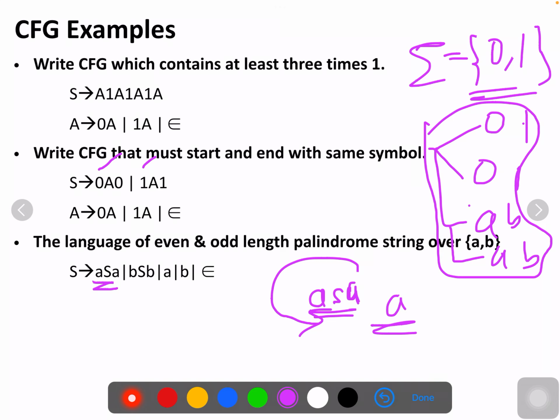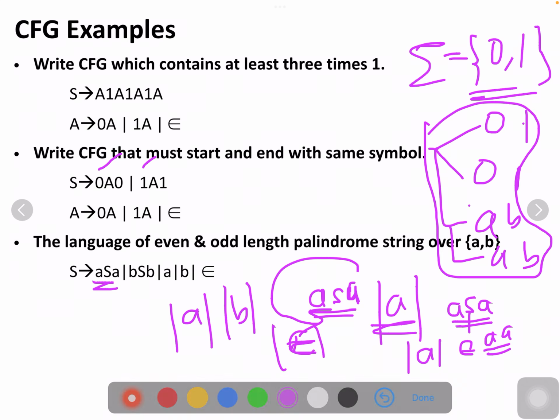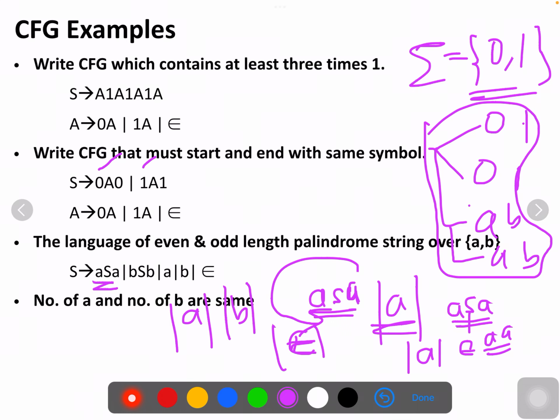Language of even and odd length palindrome string over the alphabet. If it is an odd length, it is only A, or B. And epsilon you can take; if you reverse it, you will get the same string. So if it is even length, A A. So it can generate both, right? If you substitute epsilon, you will get A. If you substitute A, you will get odd length. Or you can substitute 2 times of A or B, you can get odd length or even length, right?